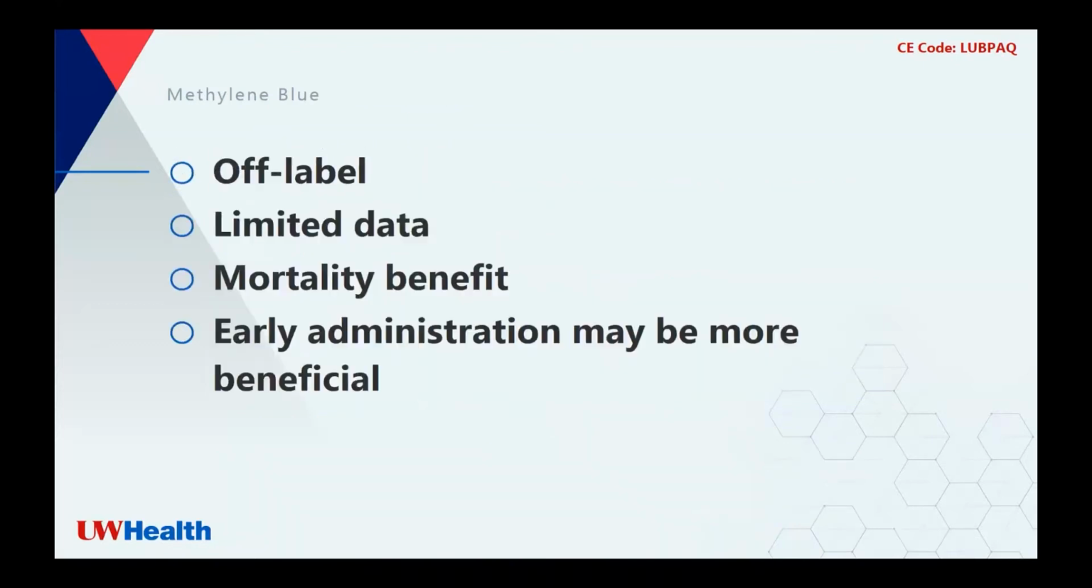So overall, although the data we have for methylene blue is limited and there are no huge, large randomized control trials that we typically see for drug approval, the data we do have suggests that there may be a mortality benefit with methylene blue for the cardiothoracic surgery population with vasoplegia. It also suggests that early administration may be more beneficial, but I think that still needs more investigation and larger studies to determine that. Despite this evidence, it's still considered off-label for use. So we should make sure, as pharmacists, that it's used safely if it is used.